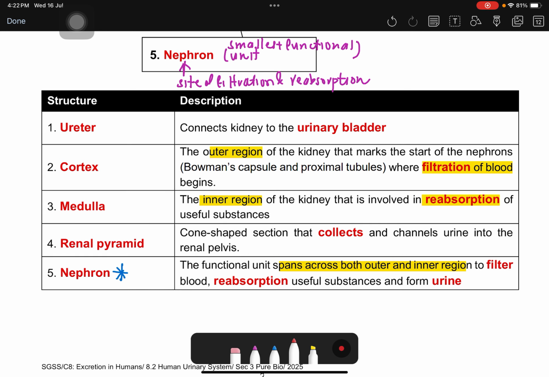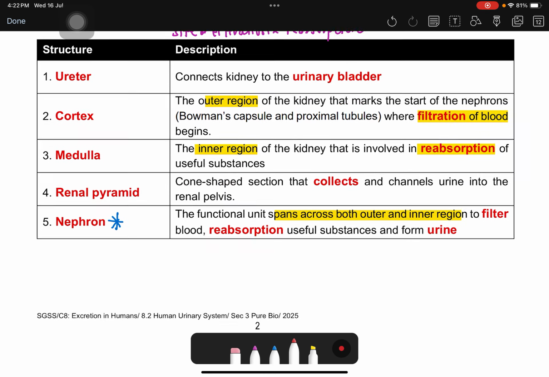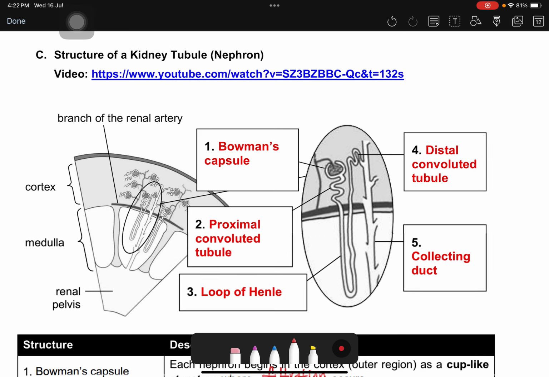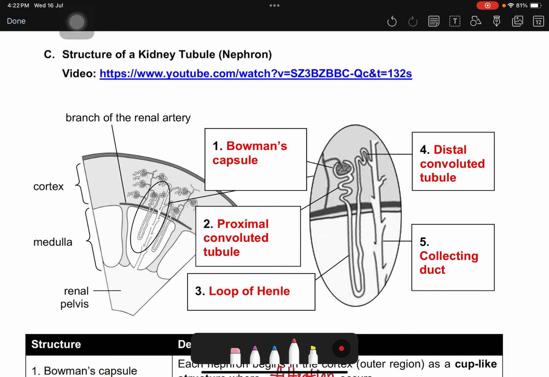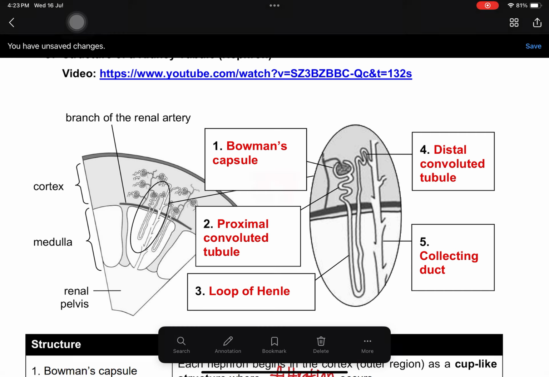Alright, so you could pause the video to take down all this before we move on to the nephron. So before we look at the different microscopic structure found in a nephron, let's take a look at a video.